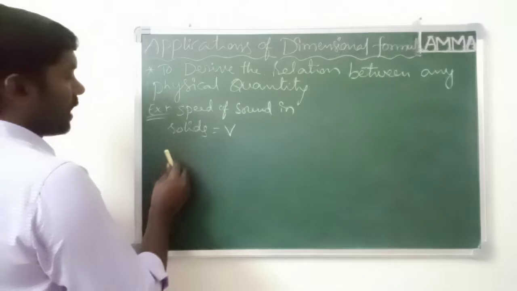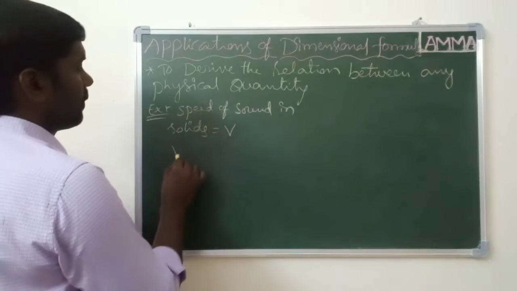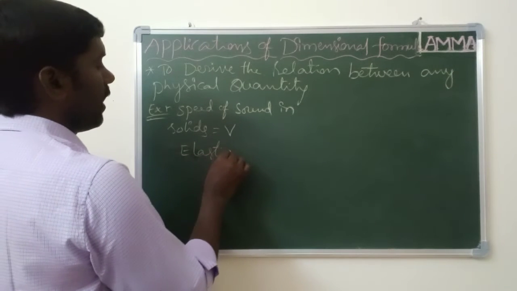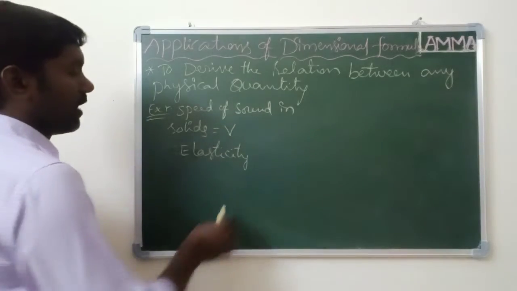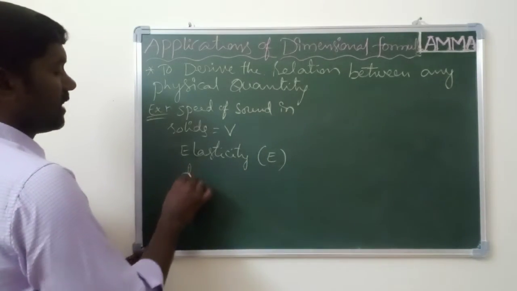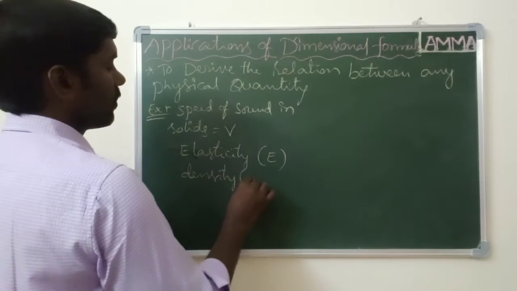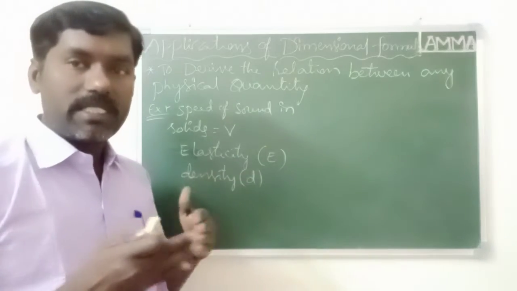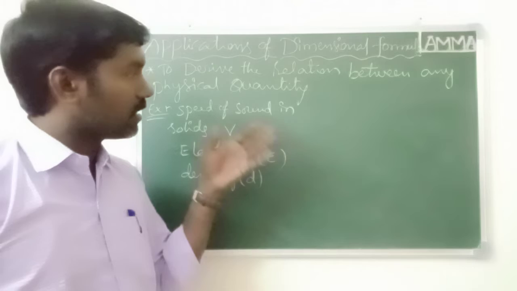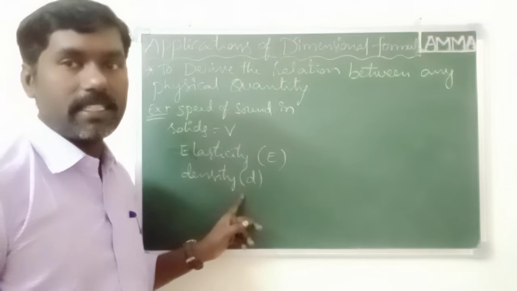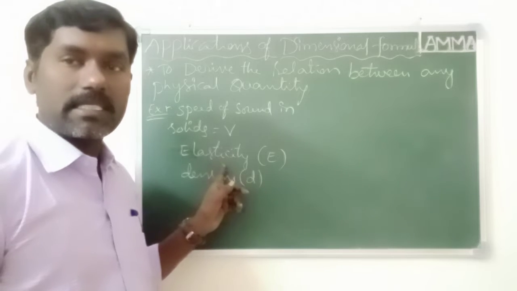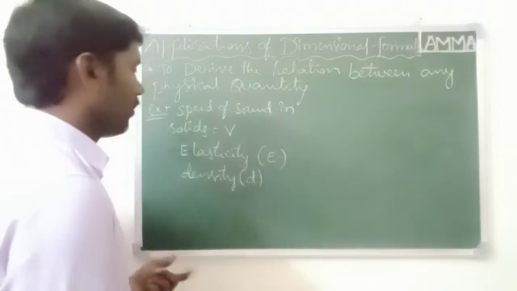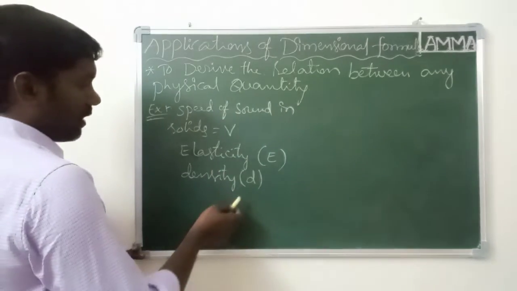Here, the speed of the sound in solids depends upon the elasticity of the medium, which is represented by E, and the density of the medium, which we take as D. So the speed of the sound traveling through the solid depends majorly upon two factors: the elasticity of the medium, I mean solid, and the density of the medium. Let us see what the relation is among these things.